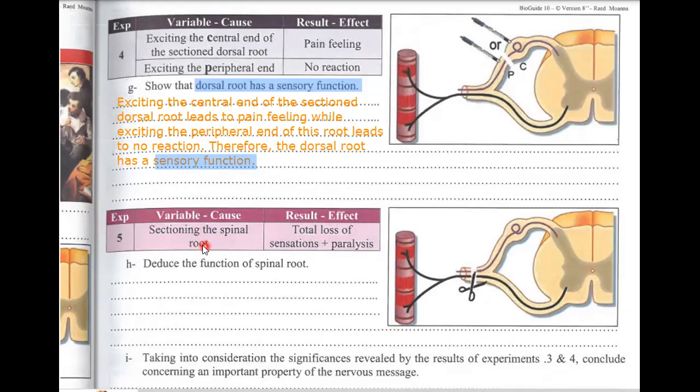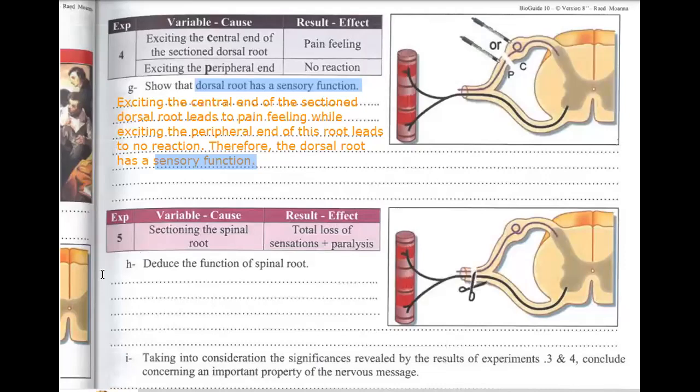In experiment 5, we sectioned the spinal root itself, not the roots of the spinal nerve. We cut it, we lost sensation and we also lost movement, we lost control over our muscles. Deduce the function of the spinal root. Sensation is a sensory function, paralysis is a motor function. So if we cut the spinal root we lose both, because its function is mixed, right? Deduce means we analyze.